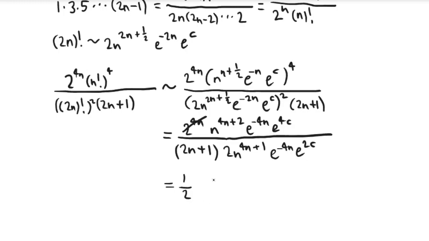That's going to leave me with a 2 to the 1st power on the bottom. So I have 1/2. On the bottom, I have n to the 4n plus 1, and on the top, I have n to the 4n plus 2. So those cancel to n. These two expressions cancel, and then these two expressions cancel to just leave me with e to the 2c. So I have n e to the 2c divided by 2n plus 1. So what we can conclude from this is that because the expression that we started with over here converges to pi over 2, and because these are asymptotic, this expression also converges to pi over 2.